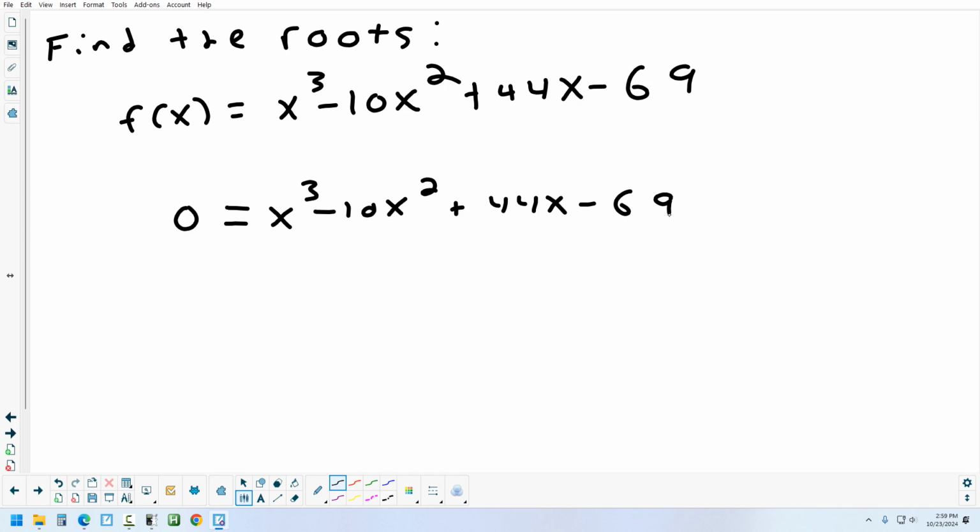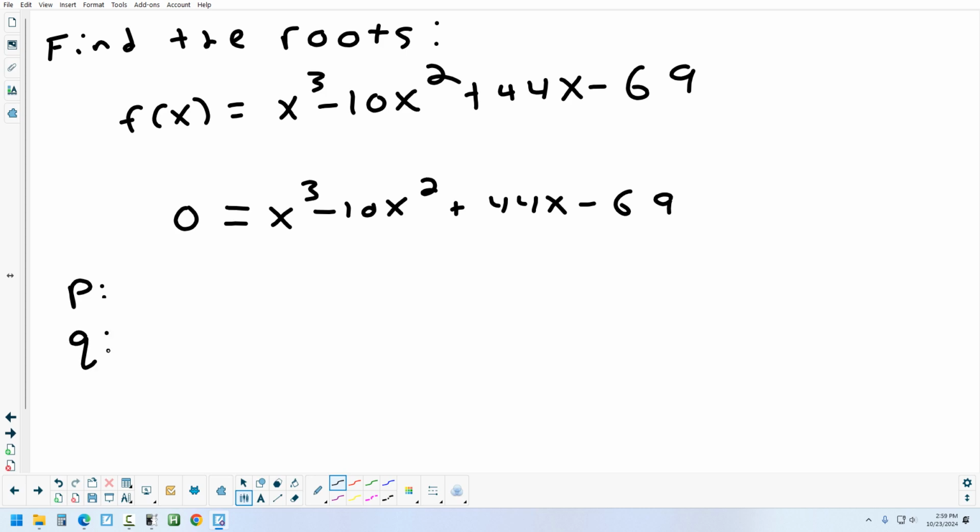Now, since it's a cubic, can we use the quadratic formula on it? No. The only thing we can do first is find the rational roots and then divide through by one of them, and that'll turn the cubic into a quadratic. Then we can use the quadratic formula. Yep. Okay, so let's start with our P's and Q's.